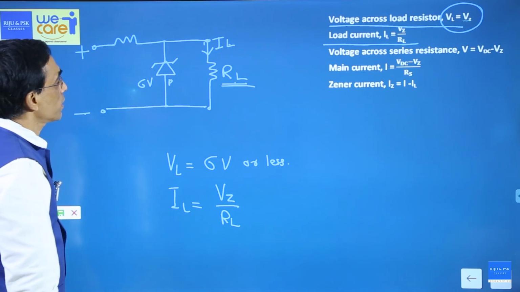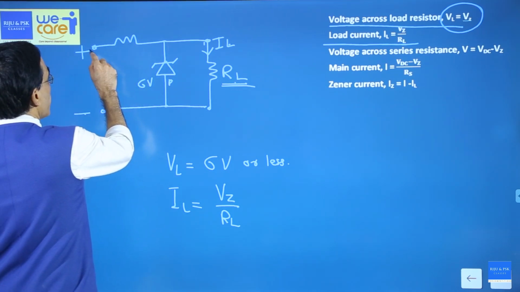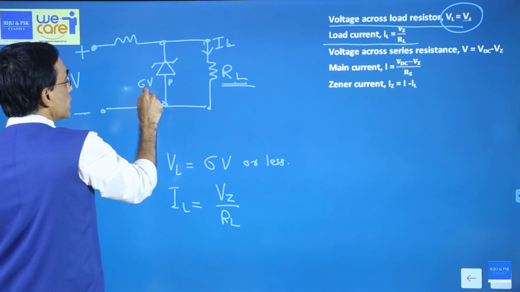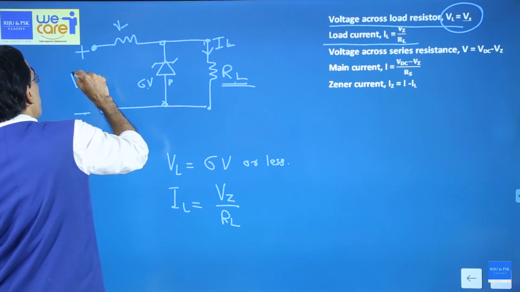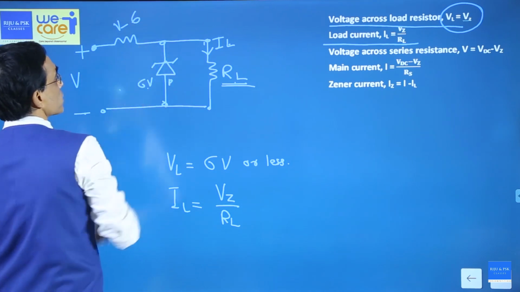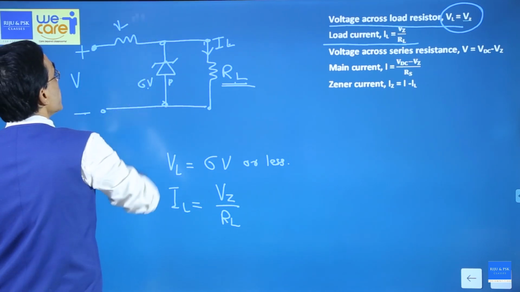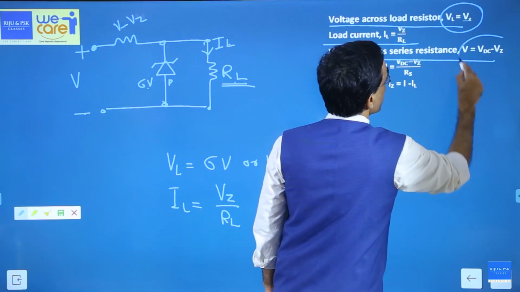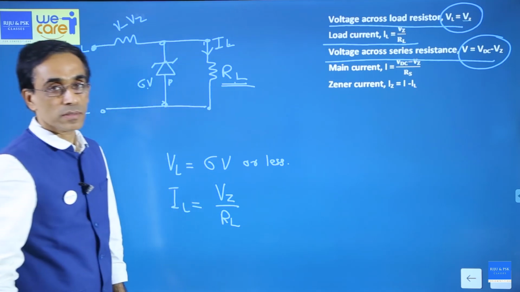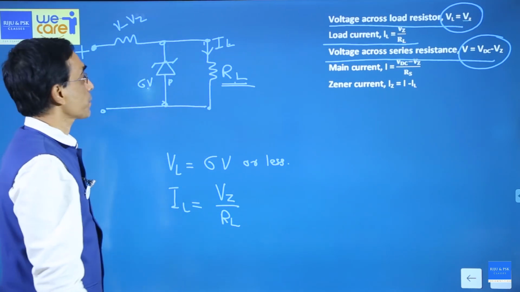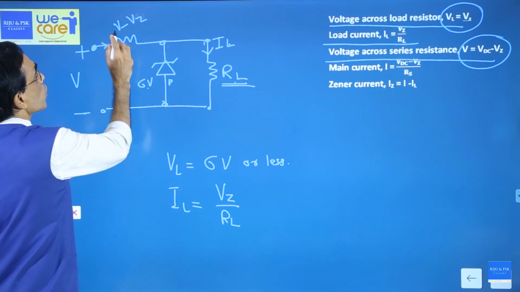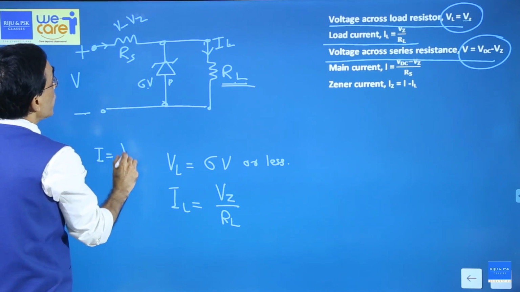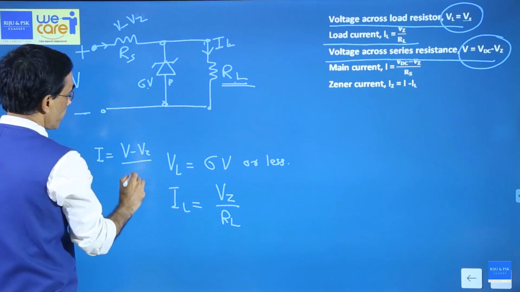Now see here, you are giving an input voltage V. Between these two points, the voltage is 6. So the voltage across the series resistance should be the applied voltage minus this 6 volt, or in the general case, V minus Vz. This is a concept from current electricity. So what is the current through this? You know the potential difference and you know the resistance Rs, so the main current is nothing but (V minus Vz) divided by Rs.